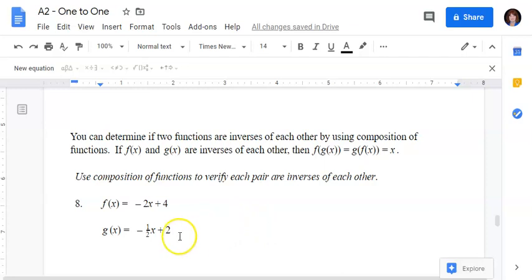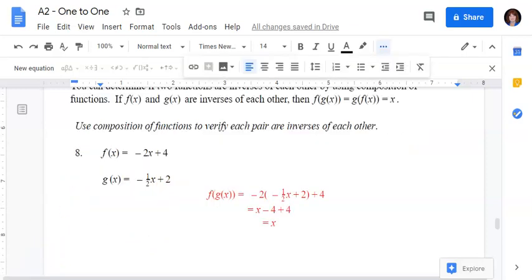So let's do the composition of functions to show that f and g are inverses, because it does say these are inverses. To start, I will take the function g of x, and I will put the whole function g of x in place of x into the function f of x.